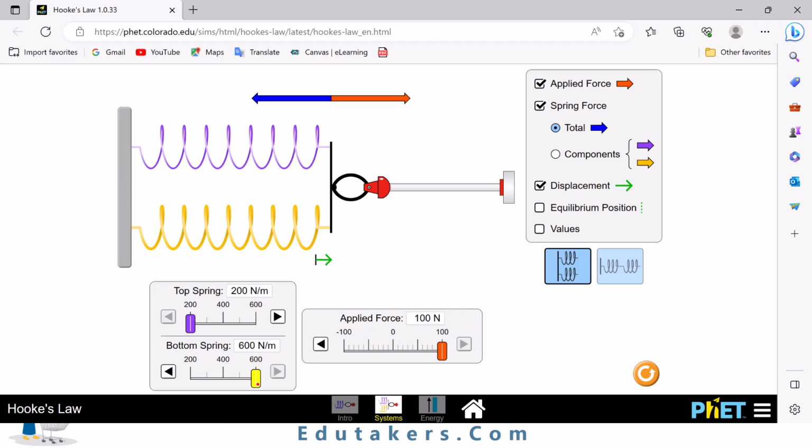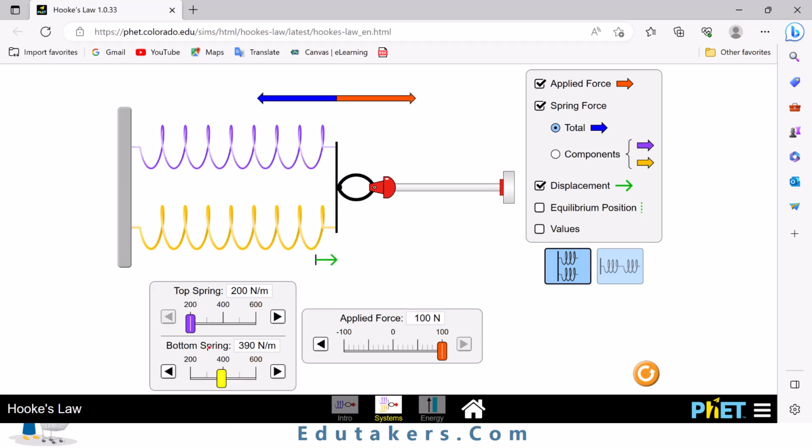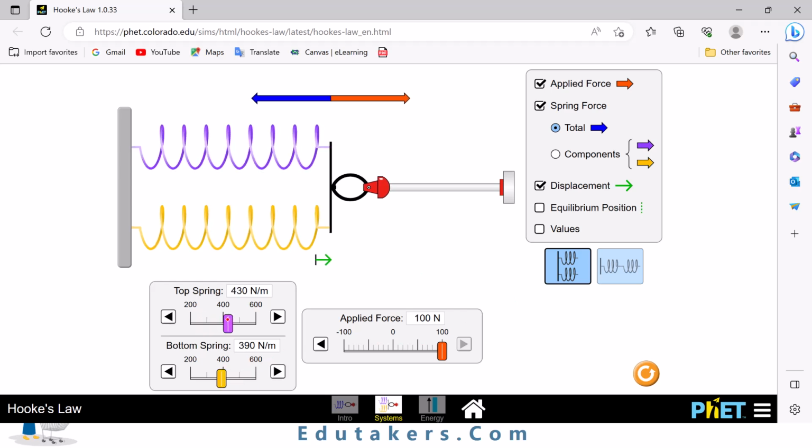After that, if I say that both of these have spring constant 400, then what will happen? Both of these have the same displacement, because both of these are not too much stiff and not too much soft. They have intermediate spring constant value. So I can simply say that when the spring constant increases, accordingly the stiffness of the spring increases, the displacement or the extension increases at the slower rate by increasing the force.